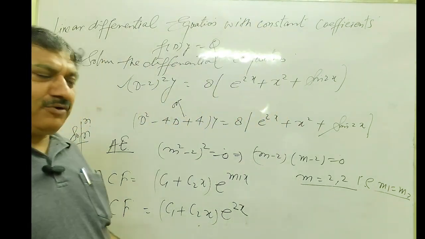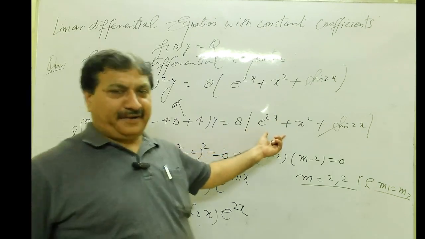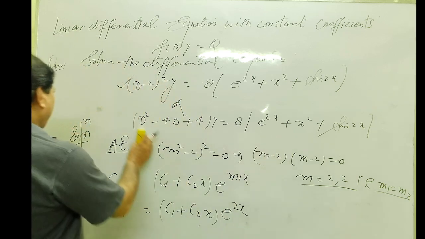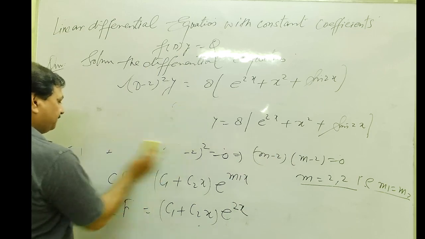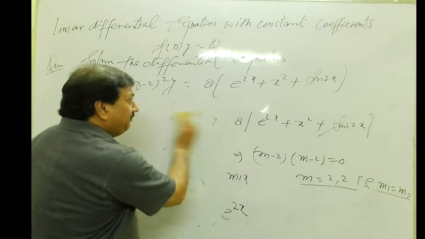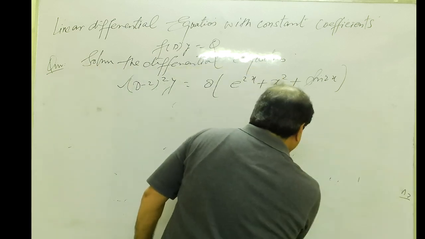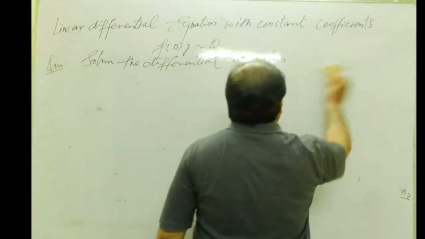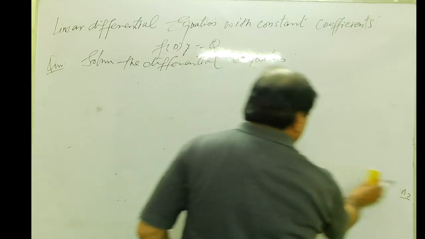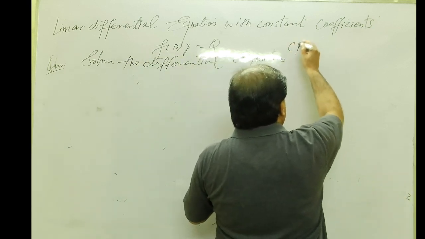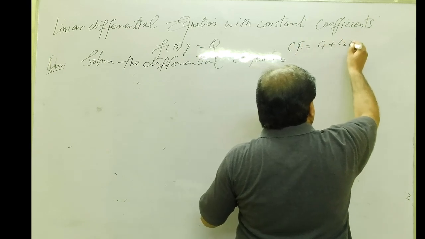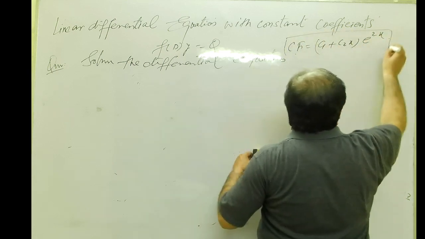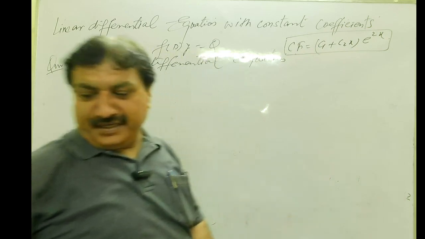The next part of my question is to find the particular integral. The second part of this question, my dear students. CF means (c1 plus c2 x) e to the power 2x. This is the CF, and now find the PI, the particular integral.